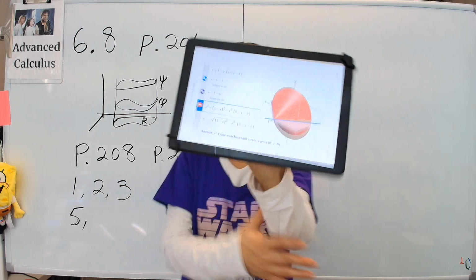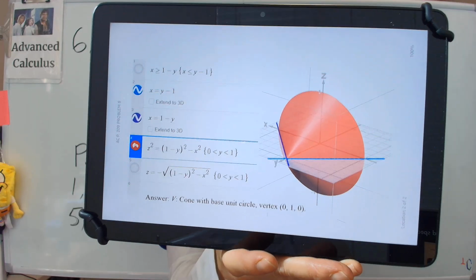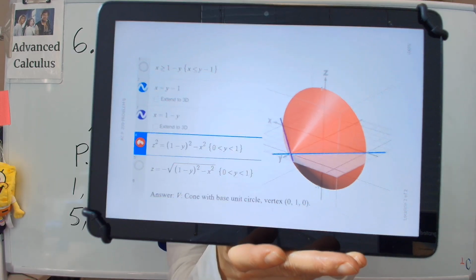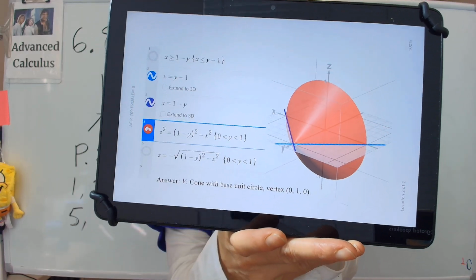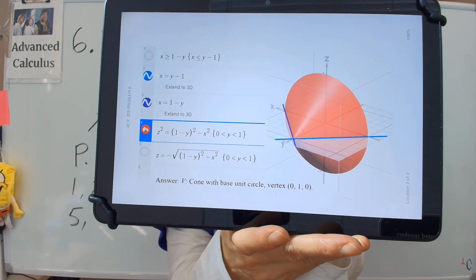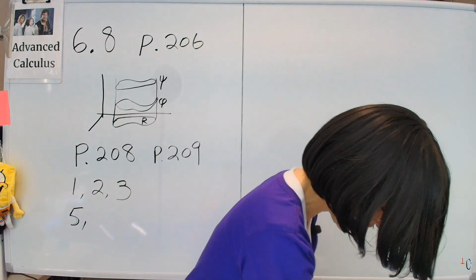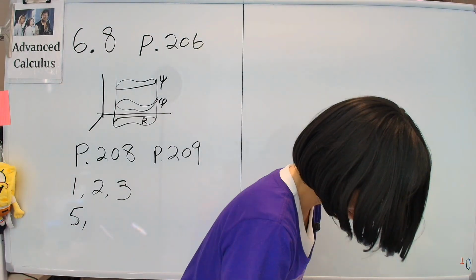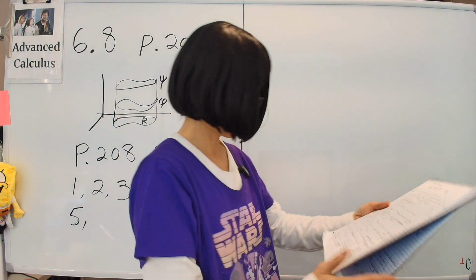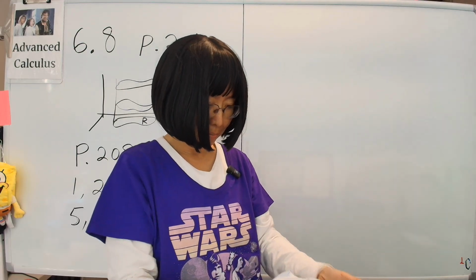And here it is. Once I plotted it, here's what this thing looks like. It's just a cone. It's a cone sitting on the unit circle as its base, and its vertex is at (0, 1, 0), and yeah, there's nothing else to say about that. So that's that. All right, so that's problem 8.